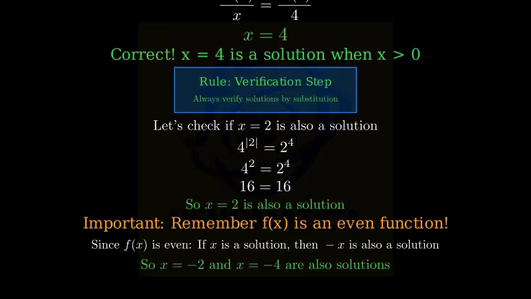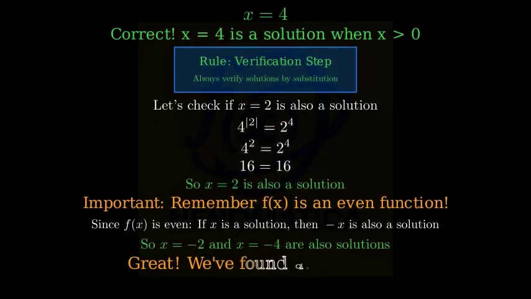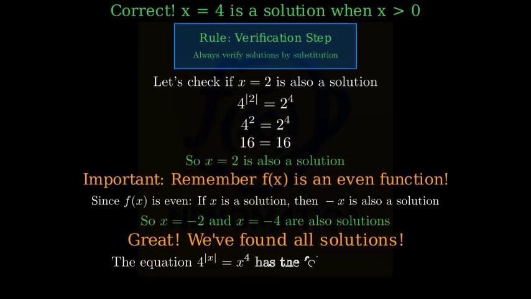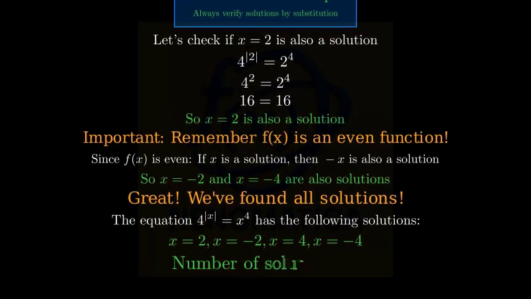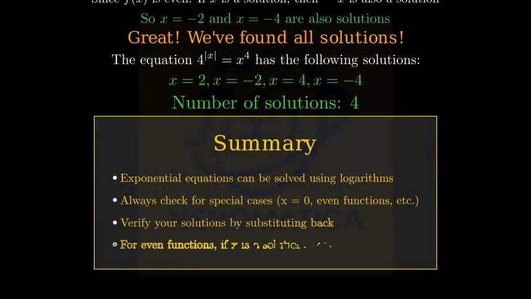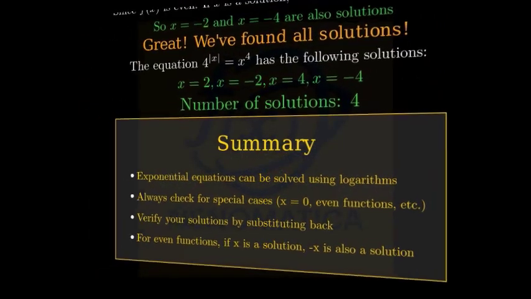Let's summarize all our solutions. The equation 4 raised to the absolute value of x equals x to the power of 4 has exactly 4 solutions: x equals 2, x equals -2, x equals 4, and x equals -4. The answer is 4 solutions. Let's summarize what we learned in this lesson about exponential equations.